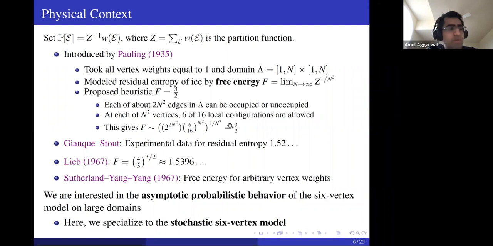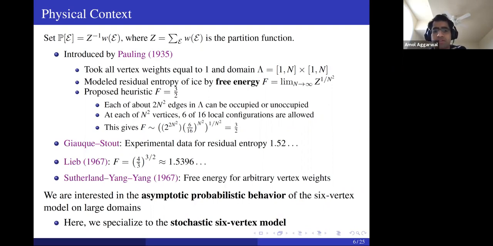The amazing thing, though, which excited a lot of people later about the 6 vertex model, was that these experiments actually computed the residual entropy to be very close to that, 1.52. This is one of the rare situations where the physical model actually gives you almost the correct answer. Not only the physical model, but a naive heuristic for the physical model gives you something very close to the exact value. Anyway, this heuristic is not quite right. Later on, Lieb actually computed the correct value. It's 4/3 to the 3/2, which is about 1.54.